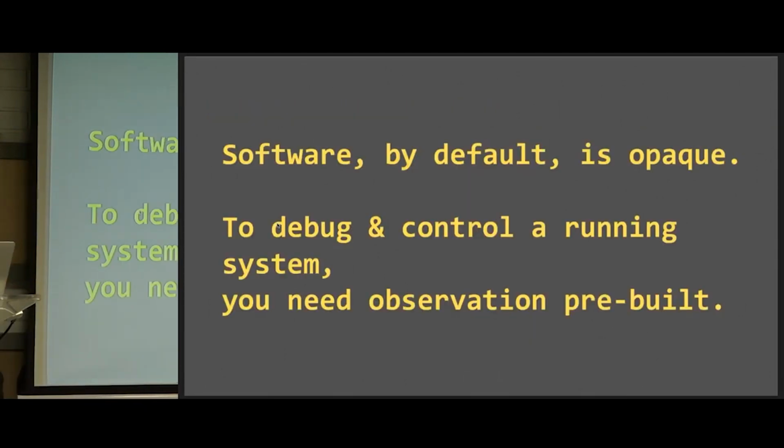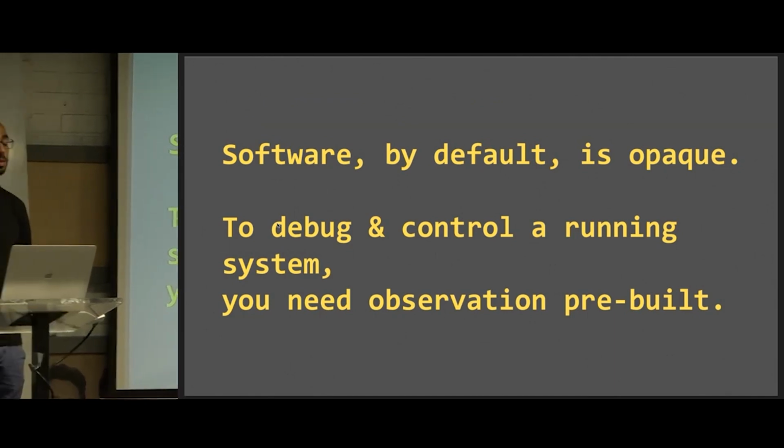Cool. Last converging thought: software by default is opaque. To debug and control a running system, you need observability and observation built in.